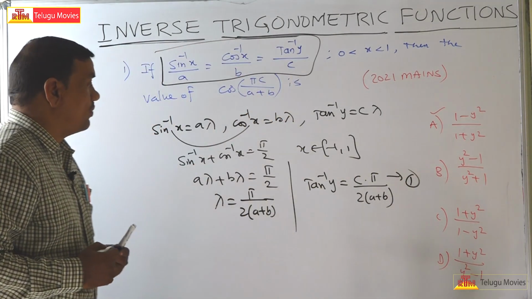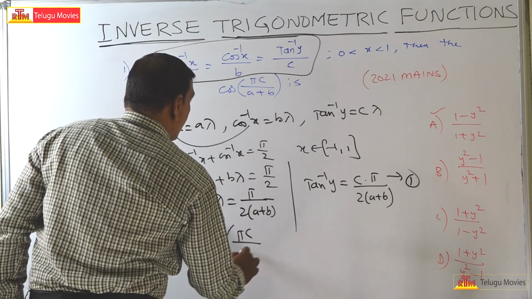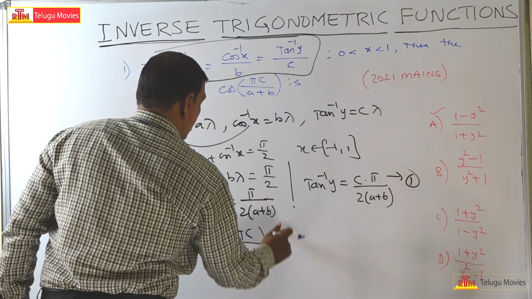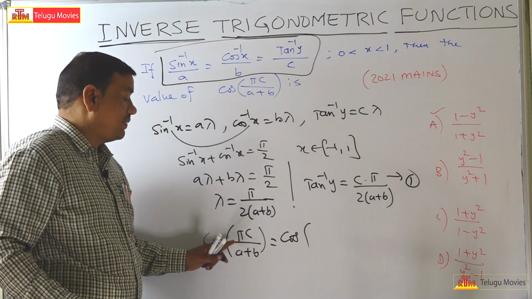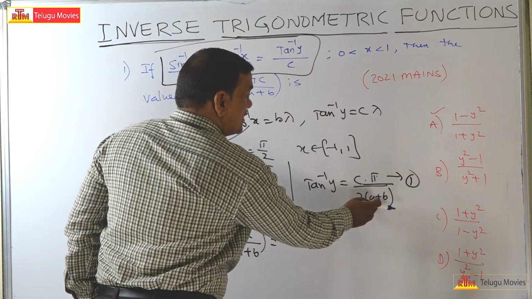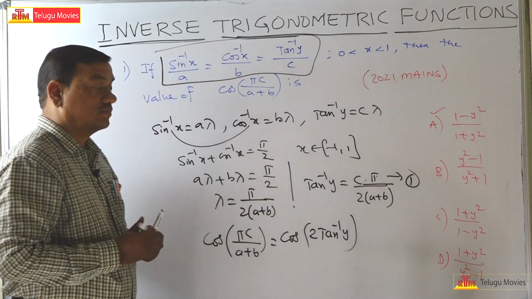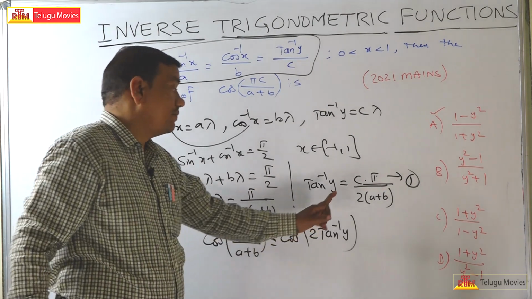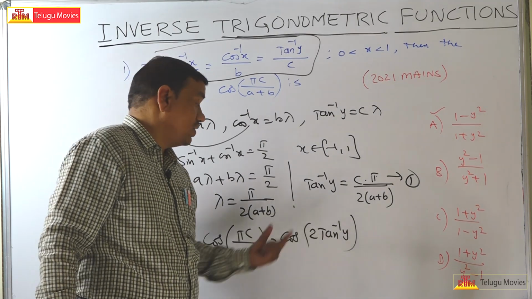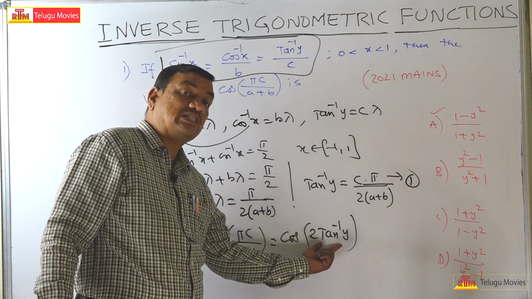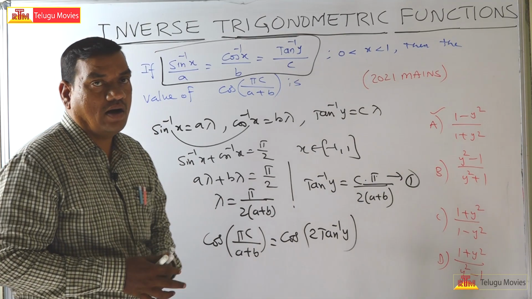Now, coming to your problem. What is your problem? Cos of pi c upon a plus b. Pi c upon a plus b is equal to 2 times tan inverse of y, take cross multiply. Now, cos of 2 tan inverse of y. Whatever may be inside, how to express it in the cos inverse. Cos of cos inverse gets cancelled, you will get the answer outside.